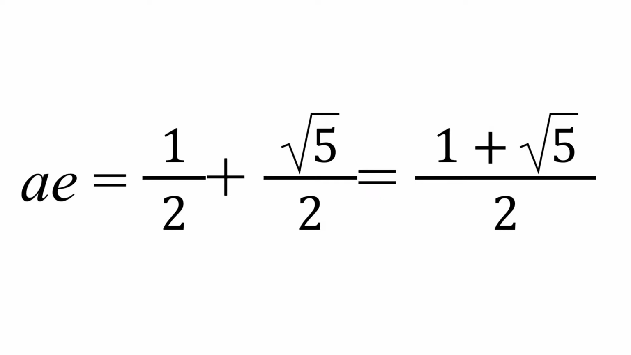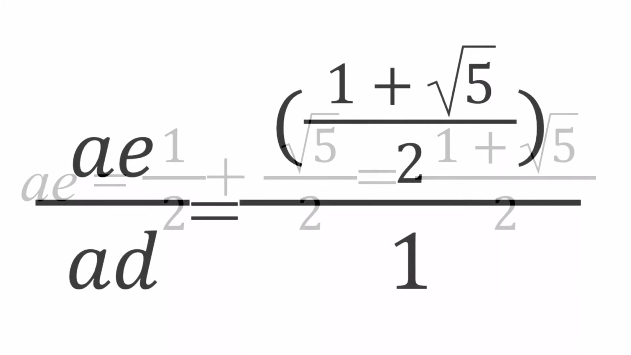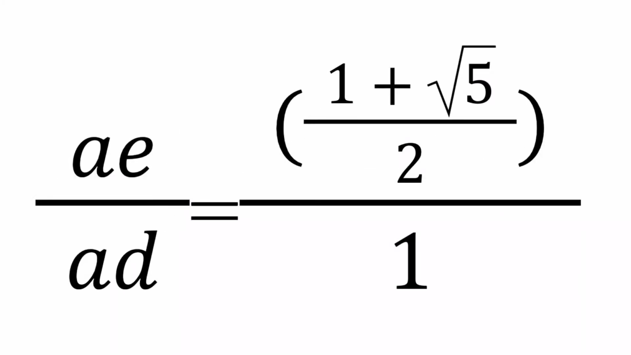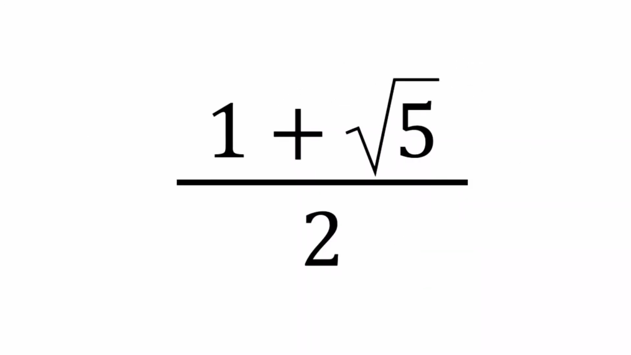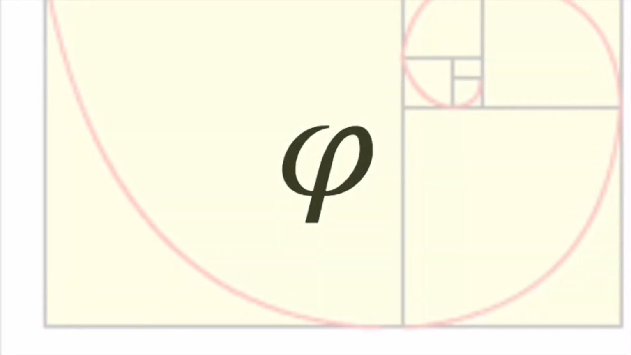With this, we can put together that AE equals 1/2 plus the square root of 5 divided by 2, which equals 1 plus the square root of 5 all over 2. The final solution of AE divided by AD is: AE divided by AD equals 1 plus the square root of 5 all over 2, all of that divided by 1. This equation then simplifies to 1 plus the square root of 5 all divided by 2, which is the same as phi. Because we have the golden ratio, this proves that we have constructed a perfect golden rectangle.